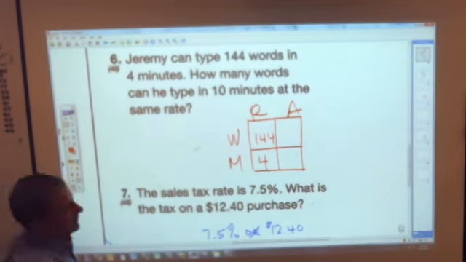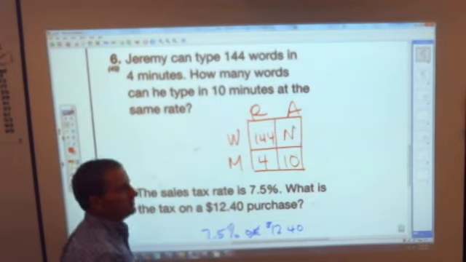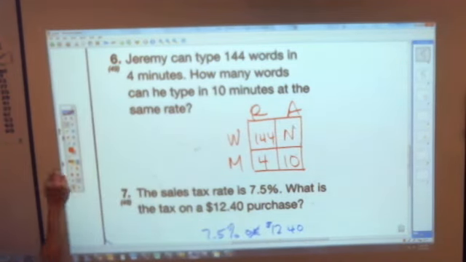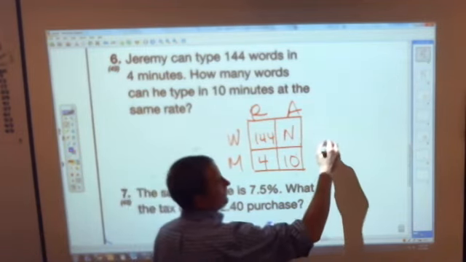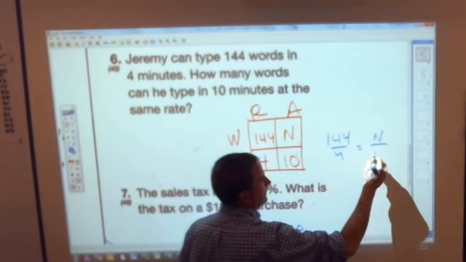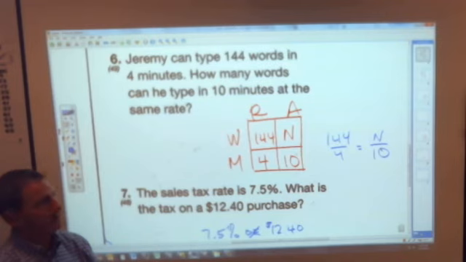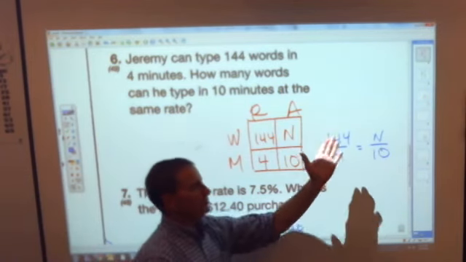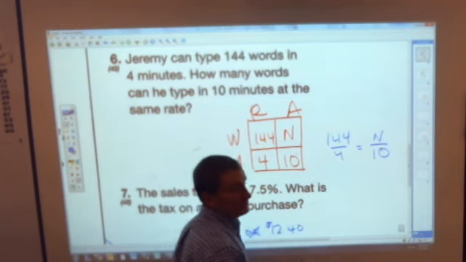How many words can you type in 10 minutes? So my 10 goes here, and I don't know how many words that is. Usually, if it doesn't look like something really easy, I write it over here in fraction form. 144 over 4 equals what number over 10? Once again, feel free to do the cross products, but before I do that, I would try to reduce the fraction and see if I can come up with an easier workable thing. Can I reduce 144 over 4? Yes, multiple ways.